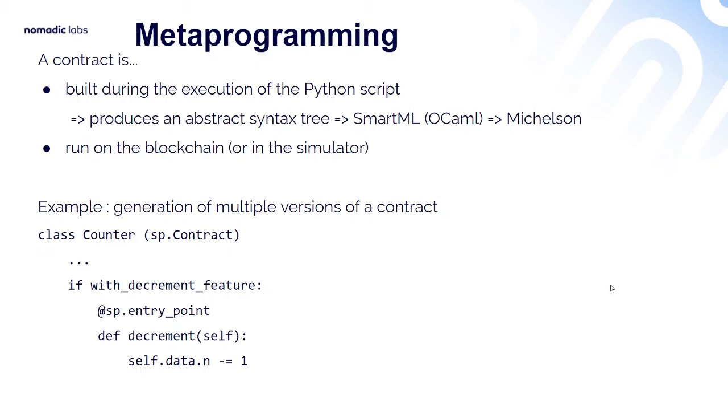And so metaprogramming can be useful, for example, if you want to generate multiple versions of a contract. Here is a small example where you have a contract with a section that depends on a value, and depending on this value, if this is true, then this entry point will be added to the contract. If not, this feature won't be available in the contract. So you can write code that, depending on a number of options, will generate a number of different types of contracts based on the same code.